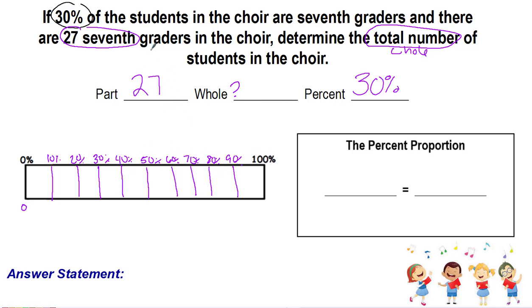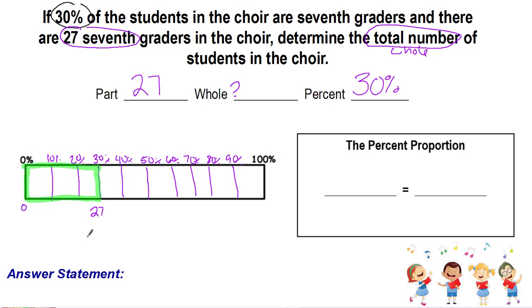Okay, so now that you have your percent already filled out, we have to go back to the problem. So we know that 30% equals 27. So I am going to shade in 30%. So from 0, 10, 20, 30. And this right here, this is what equals 27. Okay? So I have 3 parts, 1, 2, 3. And in those 3 parts, it equals 27.